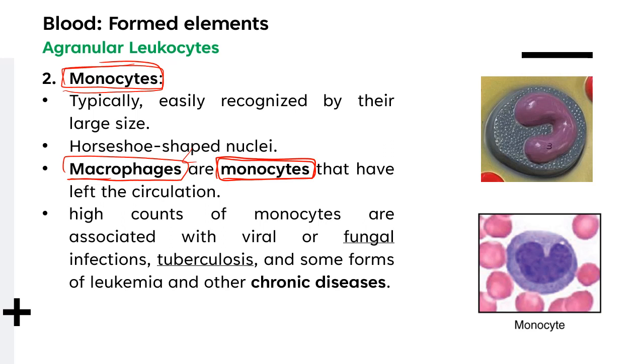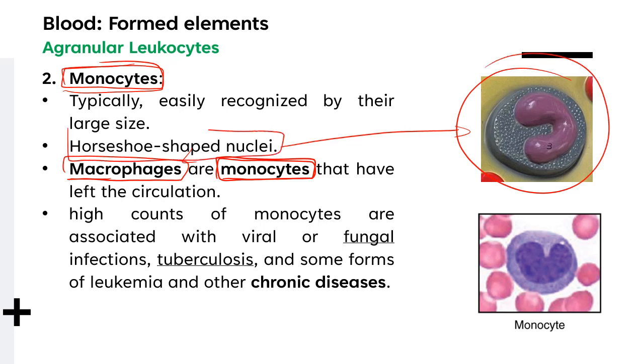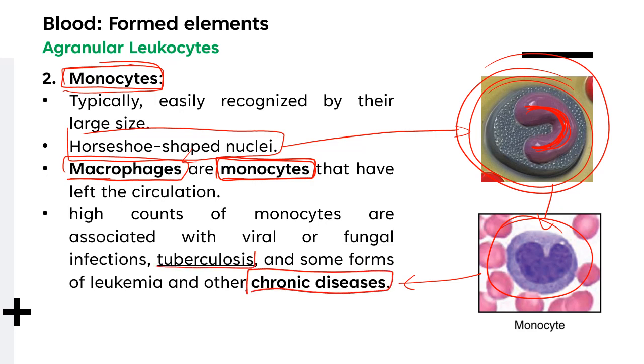The main characteristic to identify a monocyte is, first, it is a huge cell, the largest one, and the nucleus will have this horseshoe shape, or if you want, it looks like a U also, right? So this horseshoe shape of the nucleus in a huge cell, that is a monocyte. Typically, we can find elevation of these in blood in people who have chronic infections or chronic disease like tuberculosis, for example.